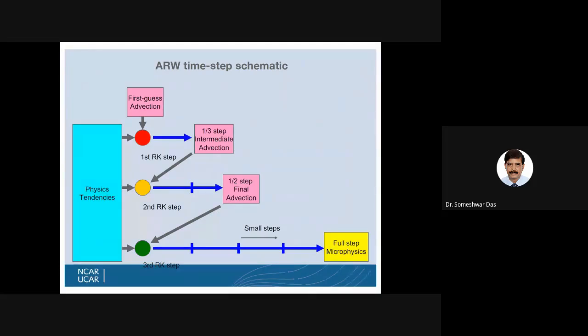The time step schemes are actually also self-explanatory. First comes advection. First RK step, that is the time step in Runge-Kutta, 1/3 of the step. This is a time flow diagram illustrating how you move from one time step to the next, and during that how your physics tendencies and dynamics tendencies are computed.